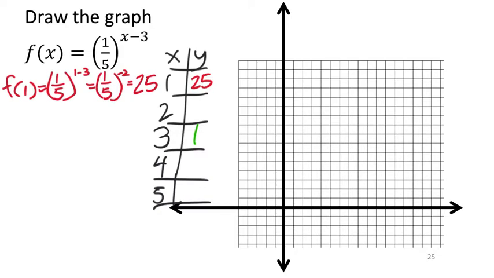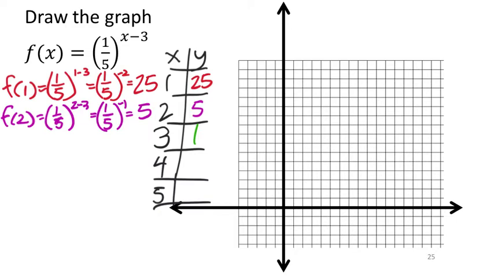All right, what if we made the X value 2? Well, then it'd get 1/5 to the power of 2 minus 3. So that'd be 1/5 to the power of now -1. But that just reciprocates the fraction into 5. So we get the ordered pair 2, 5.